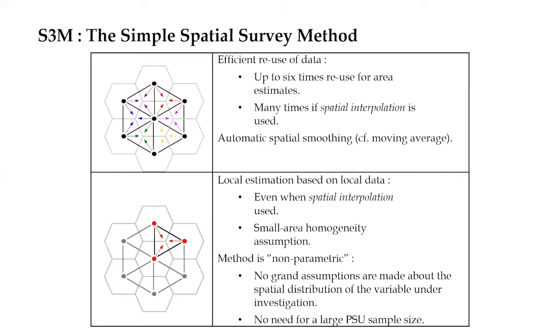One of the good things about this method is it's non-parametric. We're not making any grand assumptions about the spatial distribution of the variable under investigation. And there's no need for a large primary sampling unit sample size, because we've got 3 points for each tile. We get better precision from the 3 than we do from any single one. Next slide.